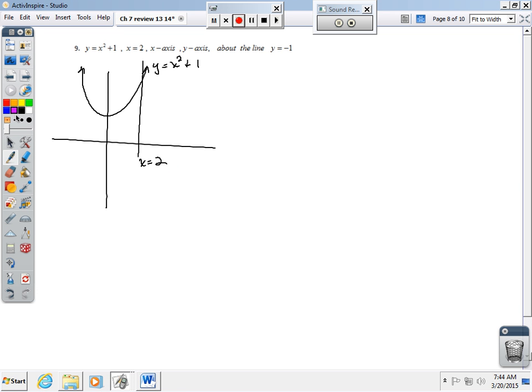So the area is going to be all of this in here. And about the line y equals -1, so y equals -1 is down here. And we're going to rotate it around that. That's going to be our axis of revolution.